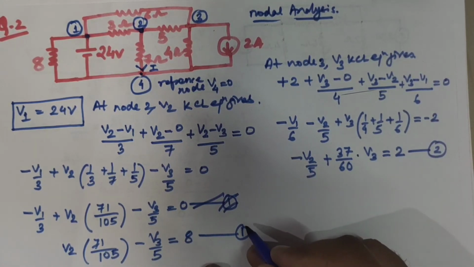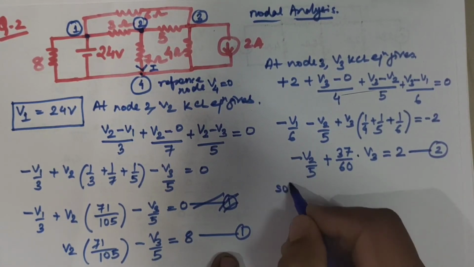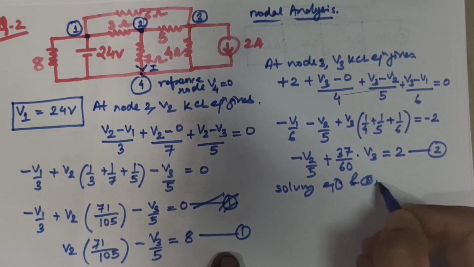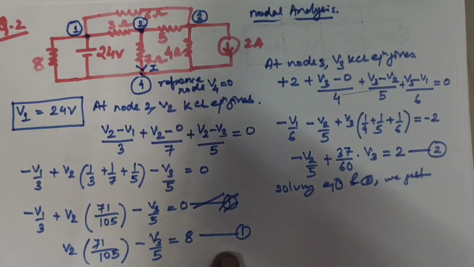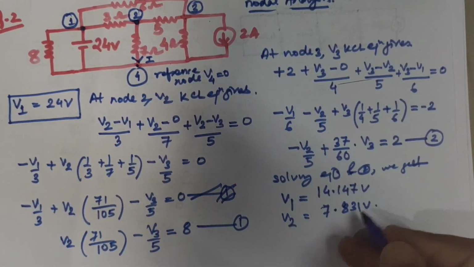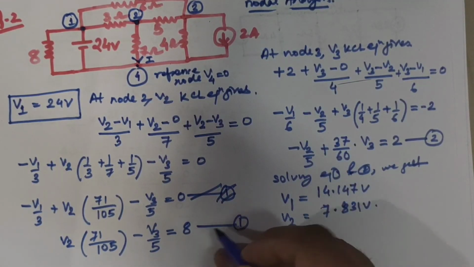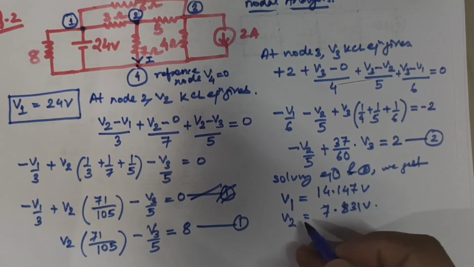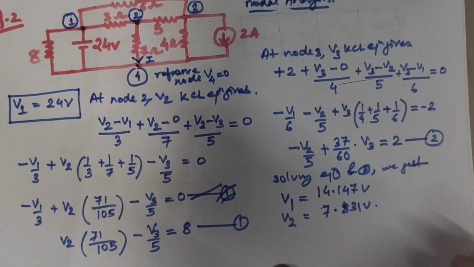After solving equation number first and second, we get V1 equals to 14.147 volt, V2 equals to 7.831 volt.